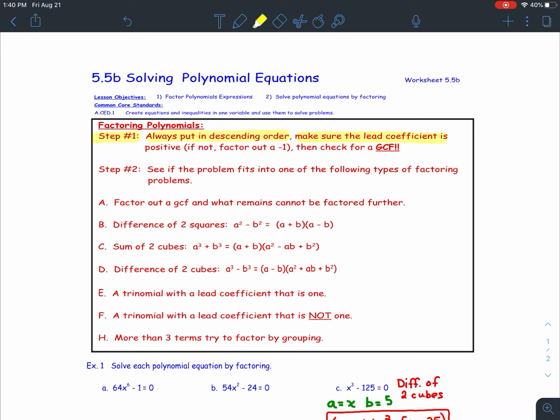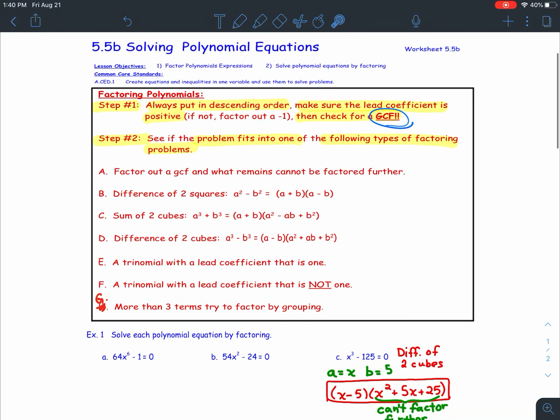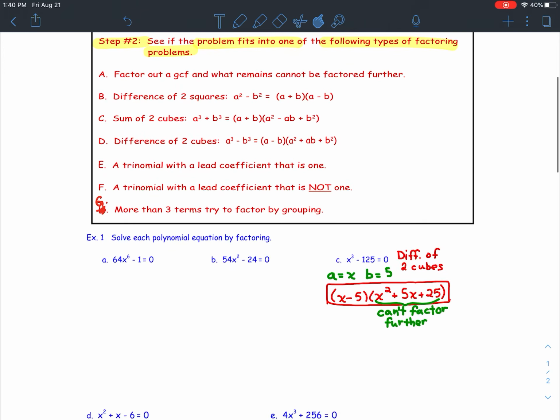It is crucial that your initial step is to make sure it's in descending order, that the lead coefficient is positive, and very, very important that we are definitely checking for that GCF before we move on to see whether our problem fits into one of the following types of factoring problems in our list, okay? The added step, if you recall when we did this with quadratics, is that when the problem is an equation versus an expression, at the end of the problem you would then set any of the factors that have variables in them equal to 0.